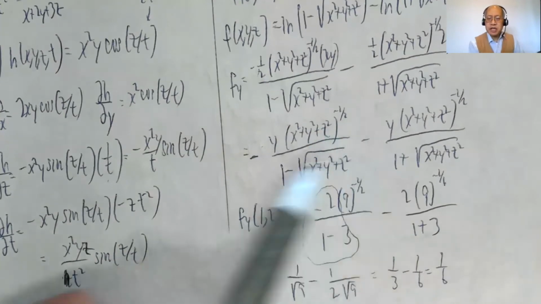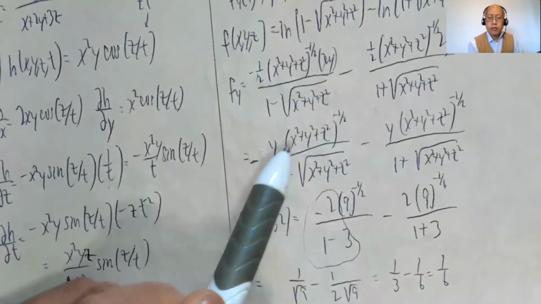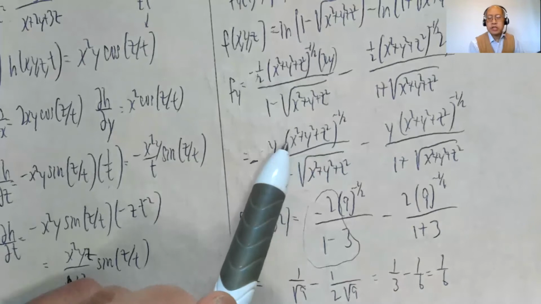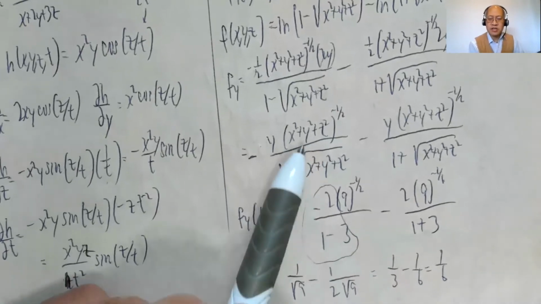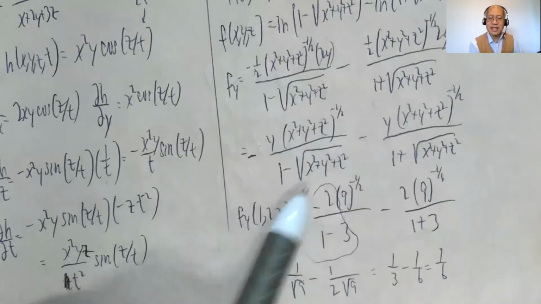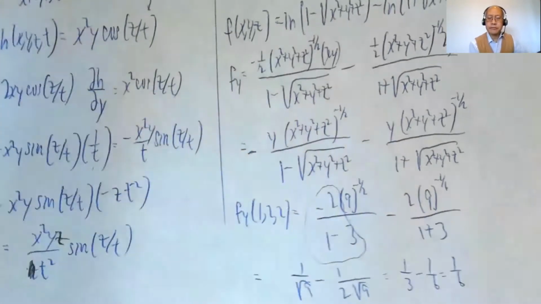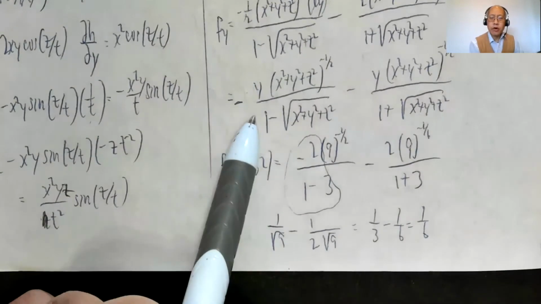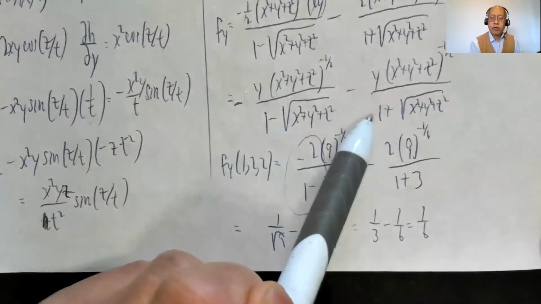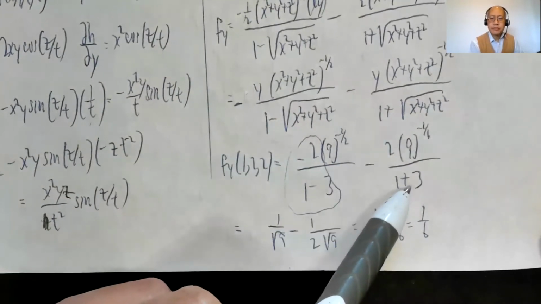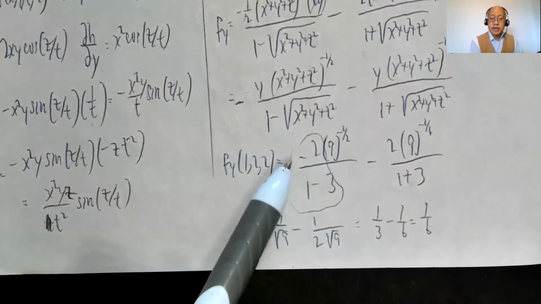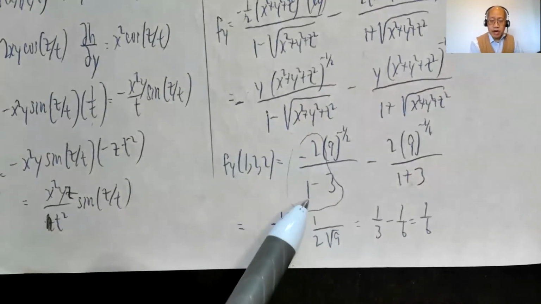Okay, still very messy, but I'm going to plug in 1, 2, 2. 1 plus 1 squared plus 2 squared plus 2 squared is 9. So that's 9, that's 9, that's 9, that's 9. Okay, y is 2, that goes there. y is 2, that goes there. 1 minus square root of 9, 1 plus square root of 9. Okay, so this thing cancels out. That's negative 2 divided by negative 2.